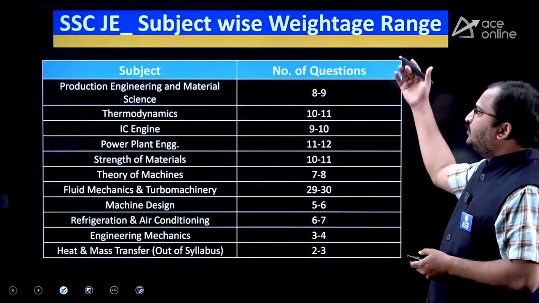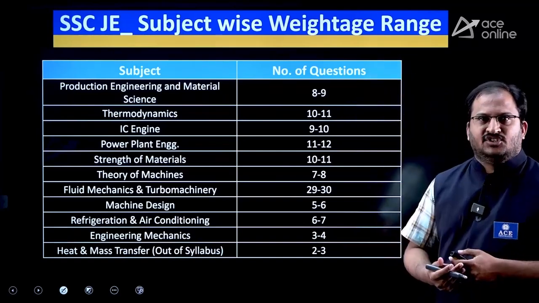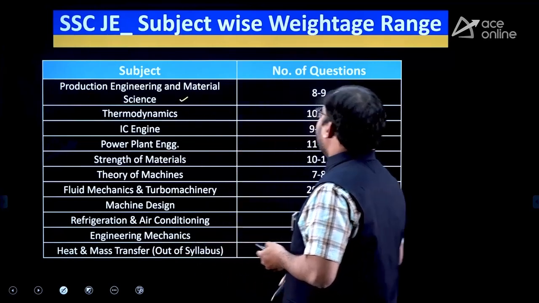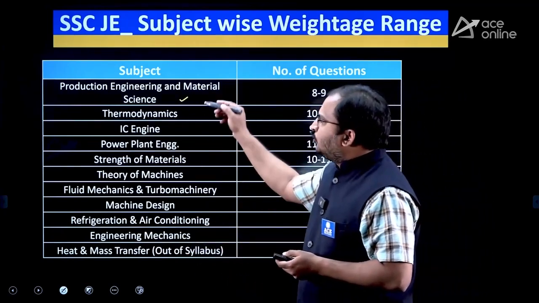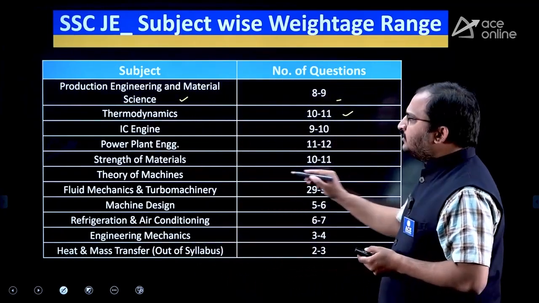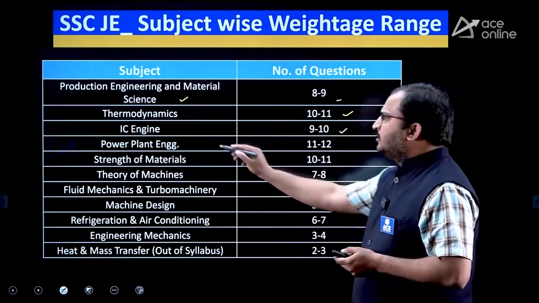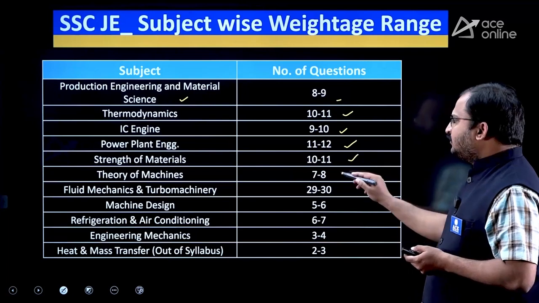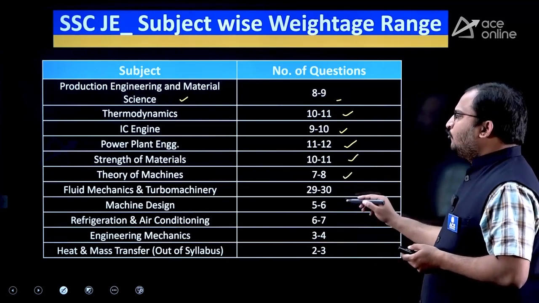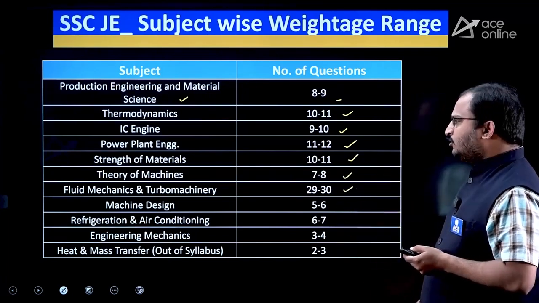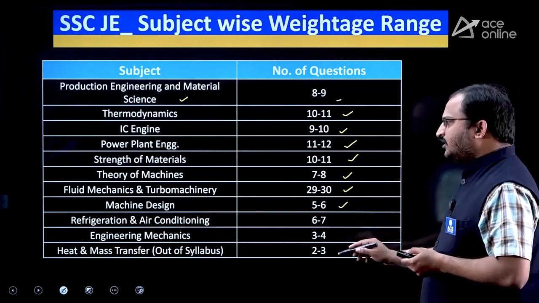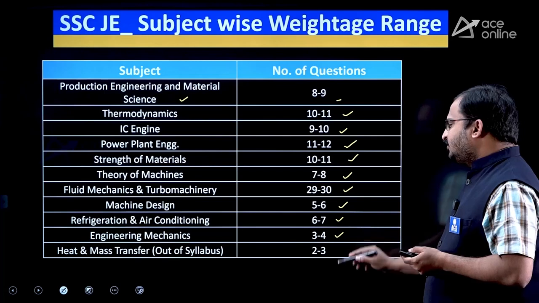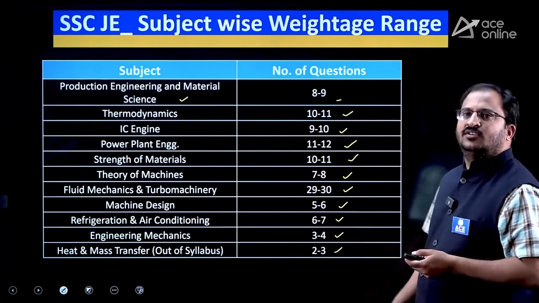Now, coming to the subject wise weightage for mechanical engineering students. Here, production engineering and material science 8 to 9 marks will come. Thermodynamics 10 to 11 marks, IC engines 9 to 10 marks, power plant engineering 11 to 12 marks, strength of materials 10 to 11 marks, theory of machines 7 to 8 marks, fluid mechanics and turbo machinery 29 to 30 marks, machine design 5 to 6 marks, refrigeration and air conditioning 6 to 7 marks, engineering mechanics 3 to 4 marks, heat and mass transfer 2 to 3 marks.